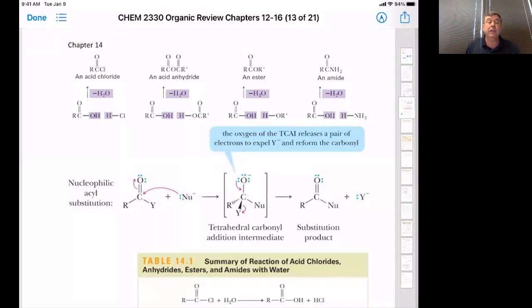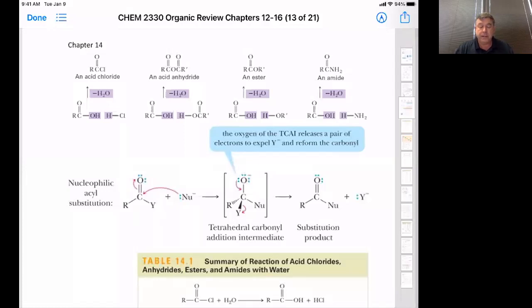Those are much better leaving groups than the hydrogen, the hydride, or the carbon anion. Therefore, we get substitution reactions, not addition reactions. And so that's the big difference between the carboxylic acid derivatives and just the aldehydes and ketones. It's that ability to reform the carbonyl because you had a good leaving group.